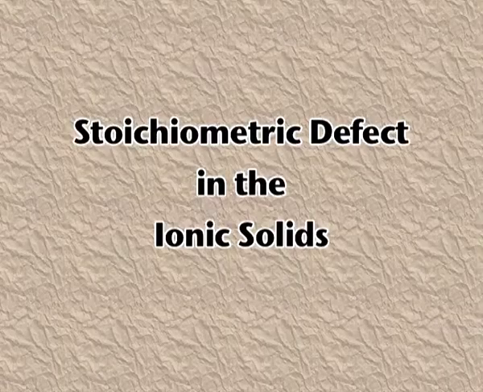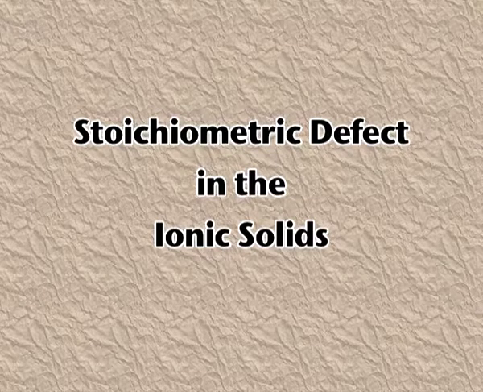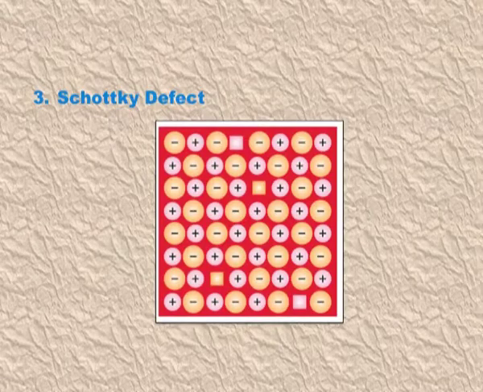Now, the stoichiometric defect in the ionic solids. An ionic solid is made up of the cation and the anion. And we have already studied in class 11th that cations are smaller than anions. Now let's see the Schottky defect. In the Schottky defect, the cations and the anions in equal number are missing from the crystal. Now the point is, why in equal number? It is just to maintain the electrical neutrality of the crystal.